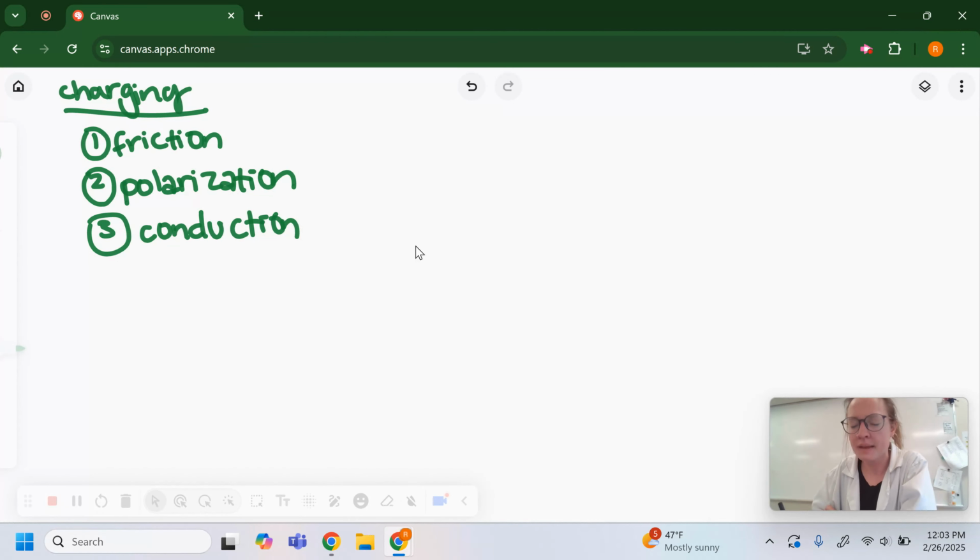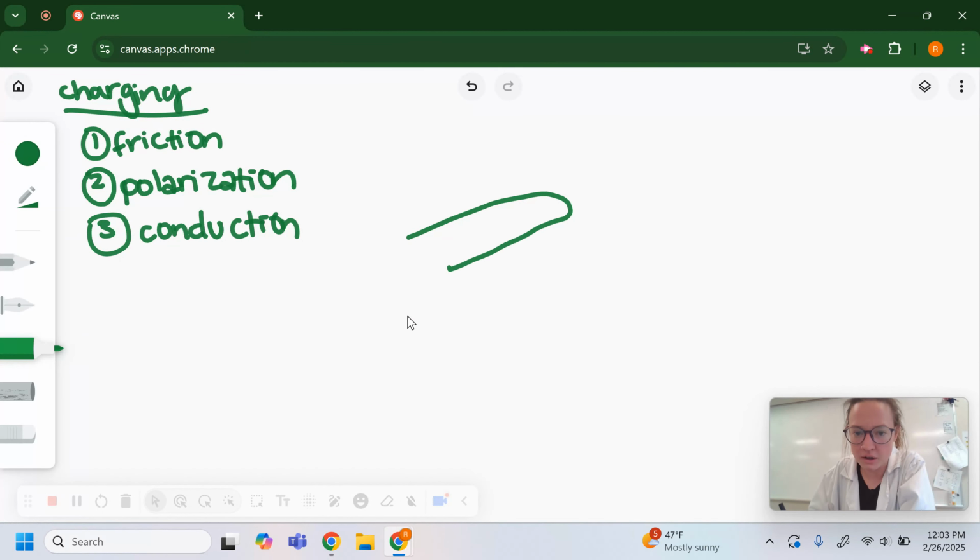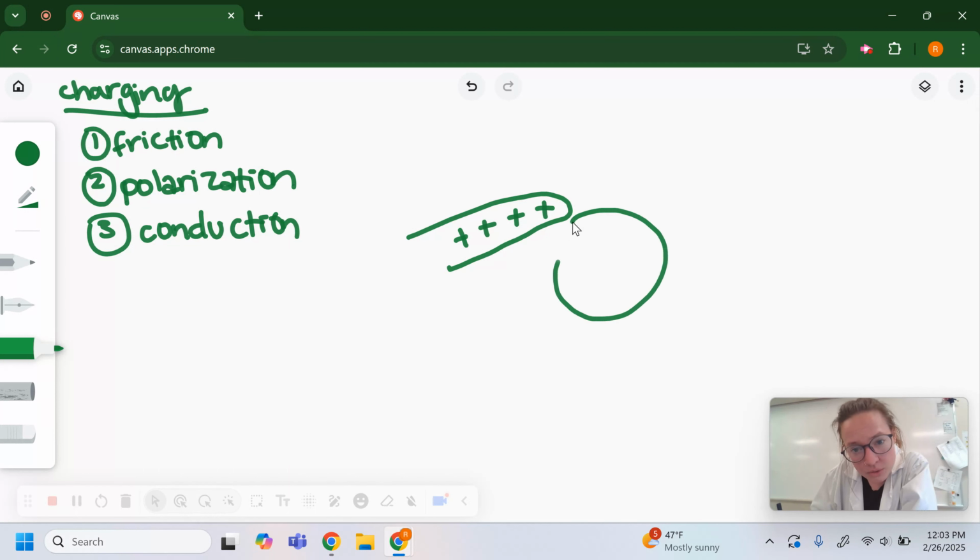Here's the idea. You've been walking around on the carpet in your socks, and that carpet has been stripping the electrons off of you, which means you are now positively charged. When you walk up to the doorknob, here is a picture of your finger, obviously. Your finger is positively charged. And here is the doorknob.